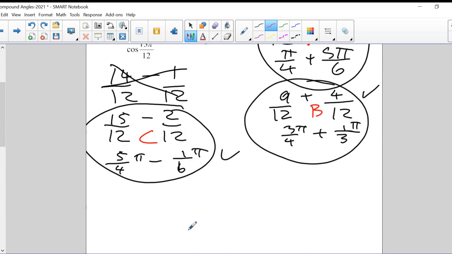So the B one says 9 over 12 plus 4 over 12 is the same thing as 3 pi over 4 plus pi over 3. All right, you can confirm that for yourself. 9 over 12 is 3 over 4. 4 over 12 is 1 over 3. So I'm going to rewrite my original question.